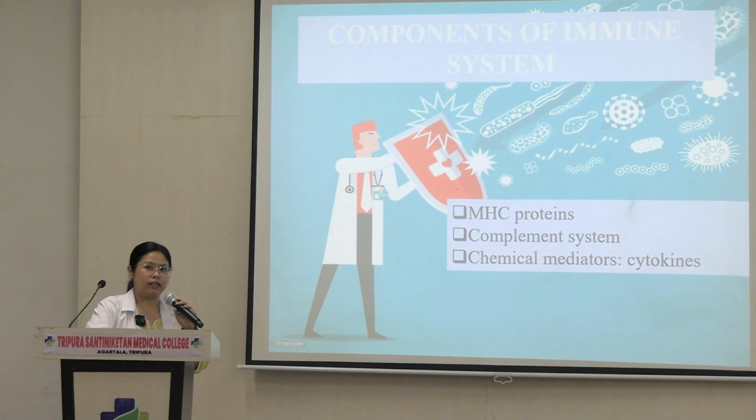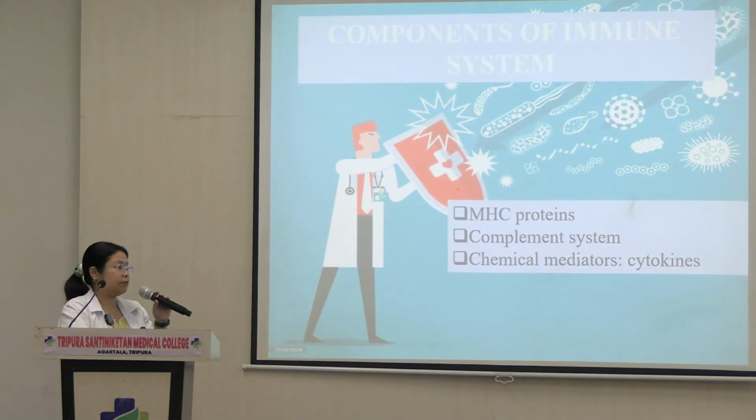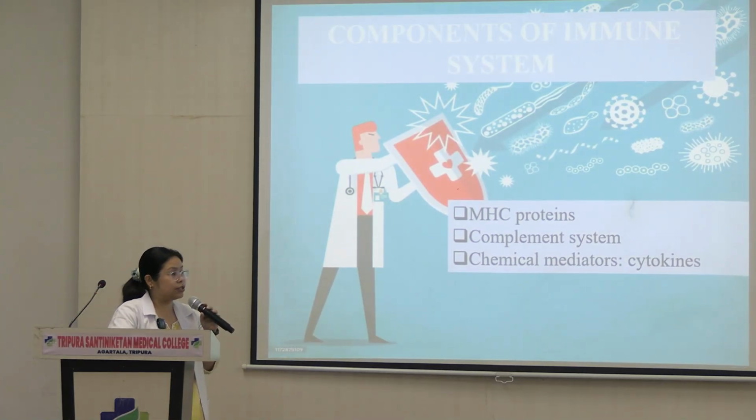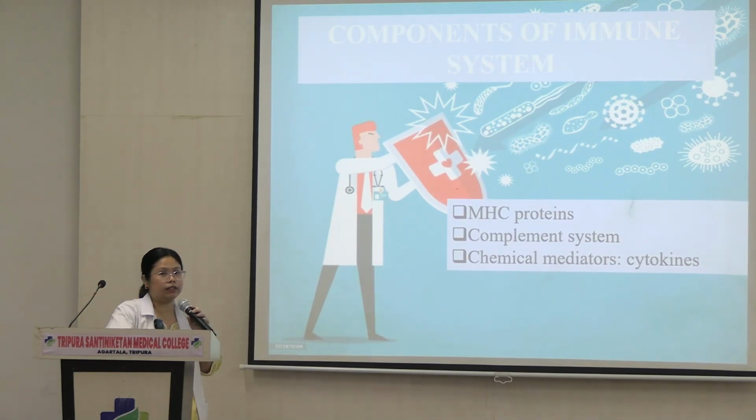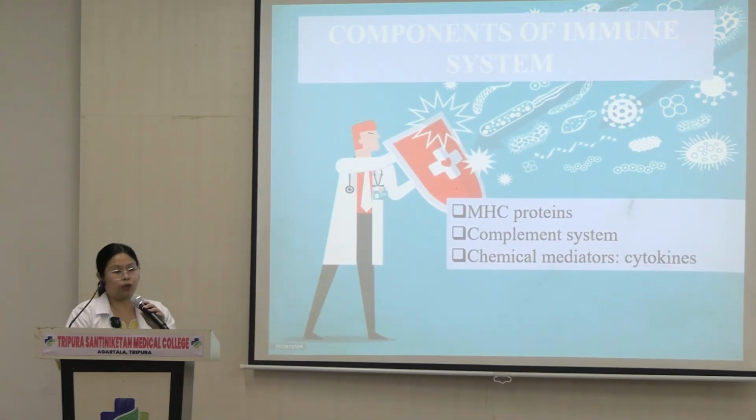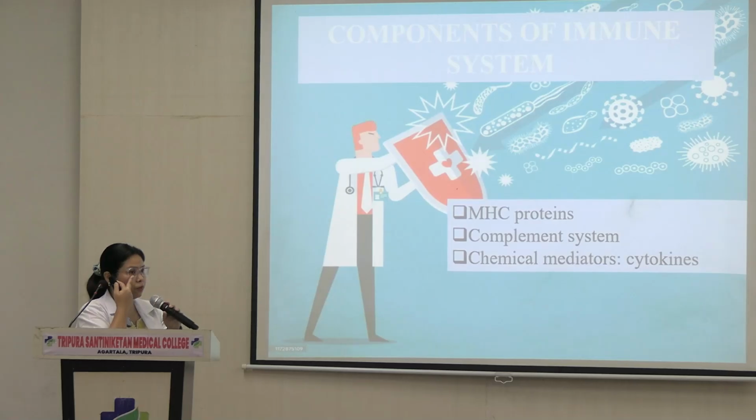Apart from these cells and lymphoid tissue, we also have certain proteins called MHC proteins. Then we have a system called the complement system, and then we have other chemicals like cytokines. We'll go through all of them one by one.